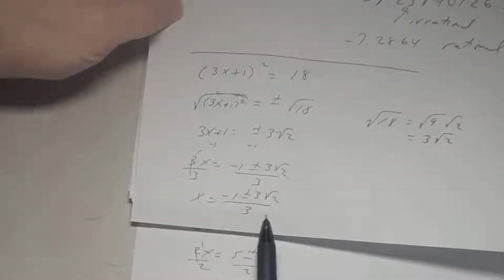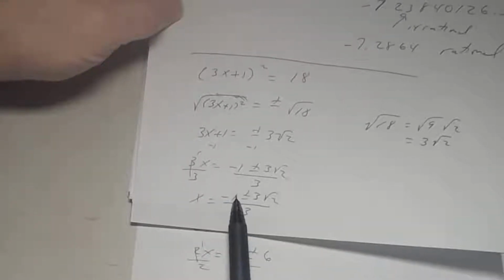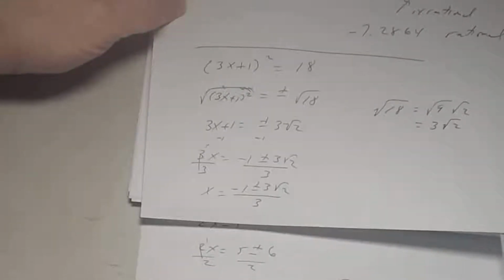But listen carefully. You see that these two are in the same form, correct? Except this is what kind of solutions? And this is what kind of solutions? Irrational. So if it's irrational, leave the answer like this. If it's rational, I need you to tell me what those two rational numbers are.